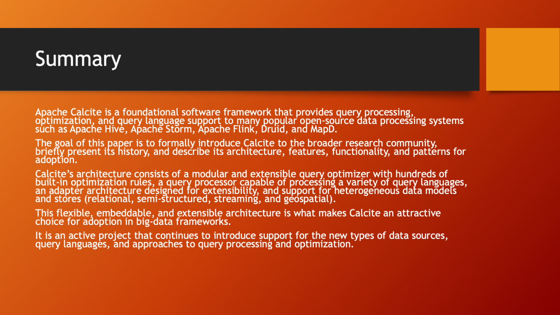Calcite's architecture consists of a modular and extensible query optimizer with hundreds of built-in optimization rules, a query processor capable of processing a variety of query languages, and an adapter architecture designed for extensibility and support for heterogeneous data models and stores, that is relational, semi-structured, streaming, and geospatial.